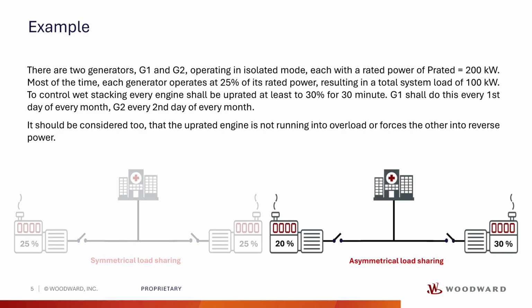To control wet stacking, every engine shall be uprated at least to 30% for 30 minutes. This results in an asymmetrical load sharing, as shown in the graphic on the right. Generator 1 should do this on the first day of each month, and Generator 2 on the second day of each month.